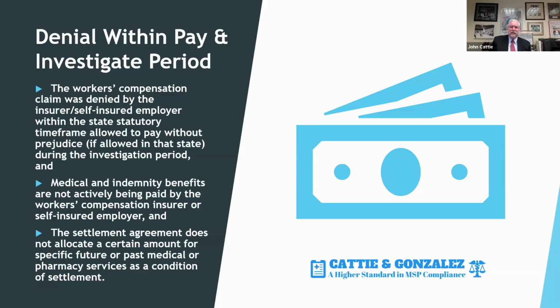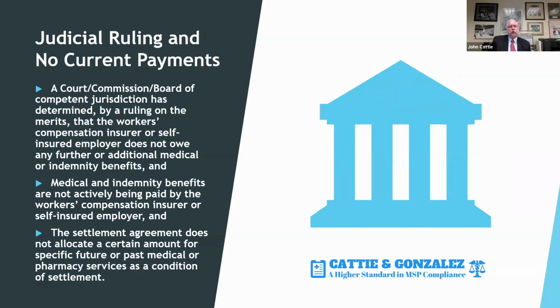Tell you what, before we transition into our solution to this development, let's take a couple more questions from the audience. Let me go back one slide to our judicial rulings and no current payments. And the question coming in asks this: does the decision of the commission have to be final before CMS will acknowledge the exoneration, or can we settle after an arbitrator or an administrative law judge has made the decision and the decision is still subject to appeal?